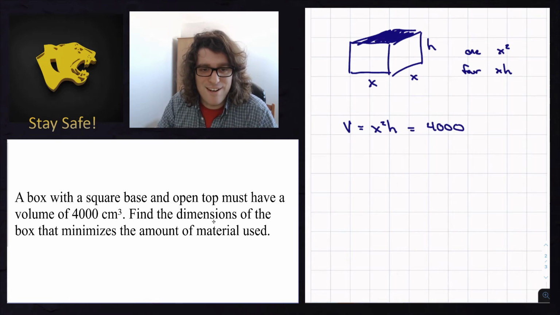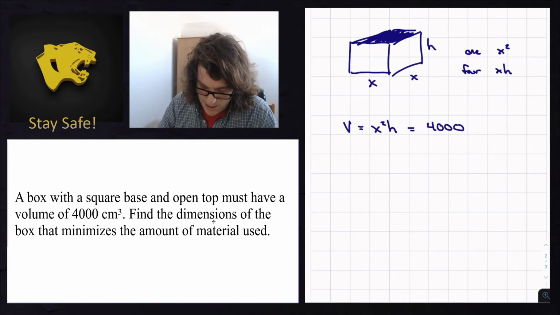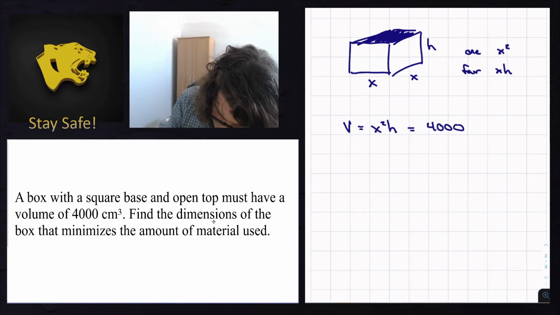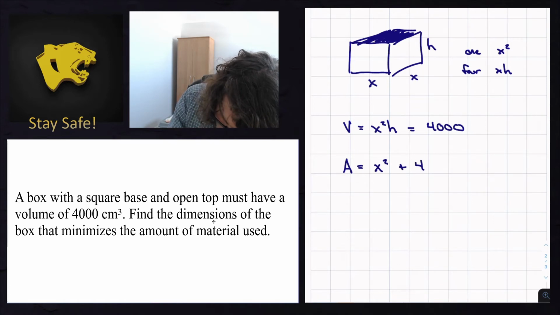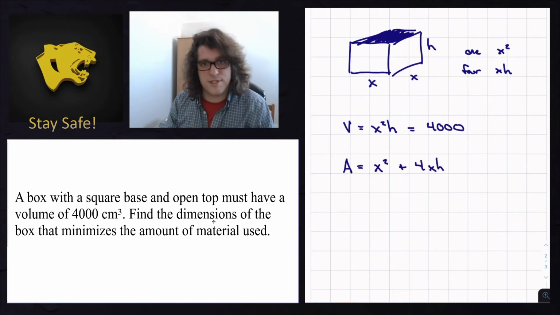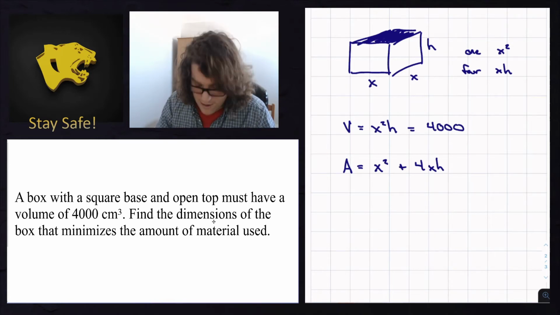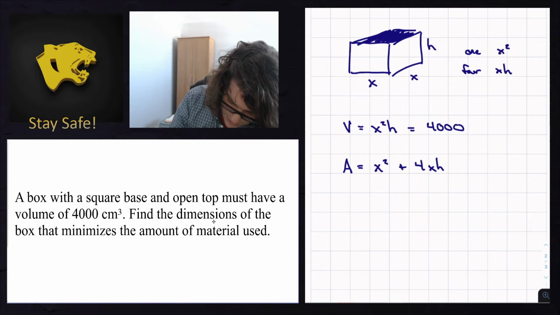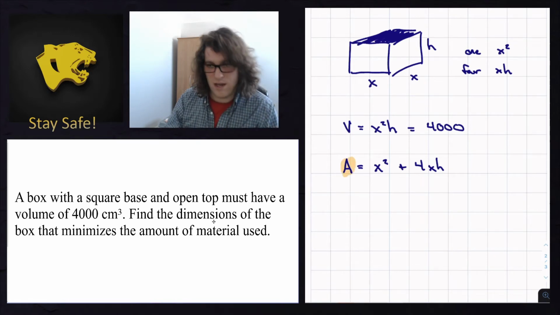Minimizing the amount of material used would be surface area. So my material used, I'm going to call it A for surface area. That would be equal to x squared plus 4xh. So all those sides just added together, their areas. All right, so that's good. This is the quantity that I'm looking to optimize, the area.